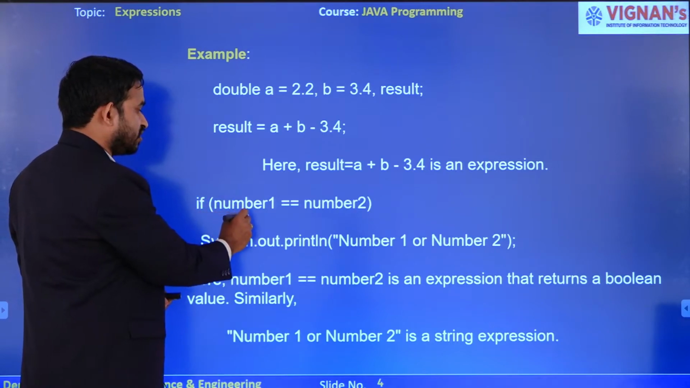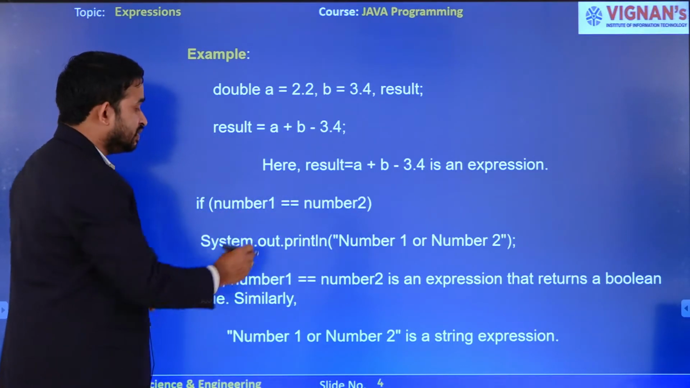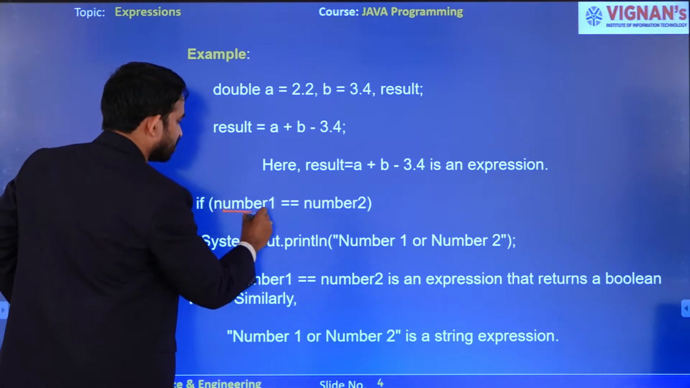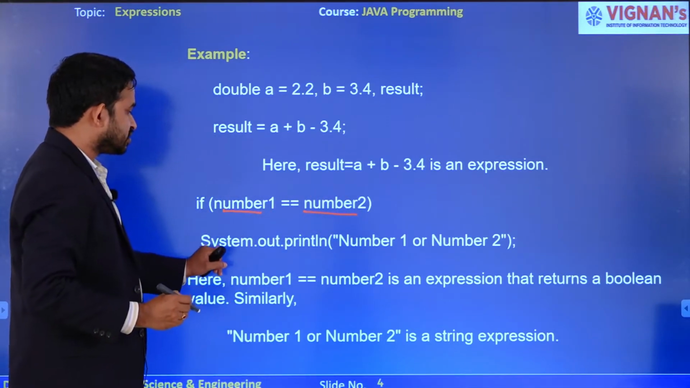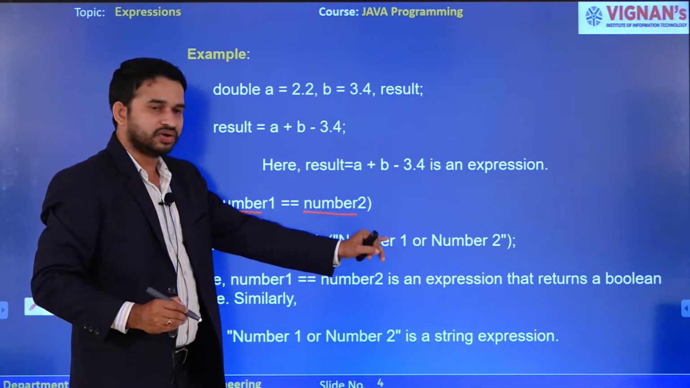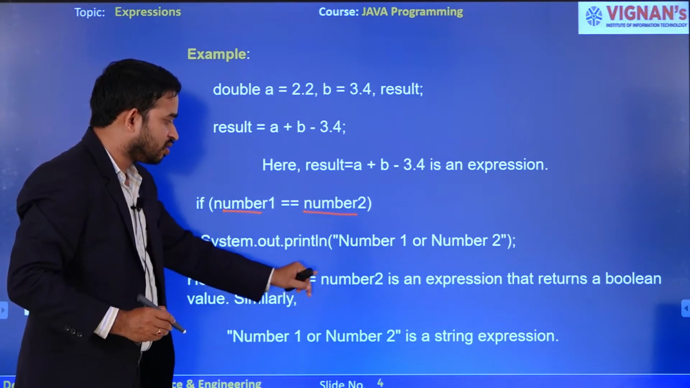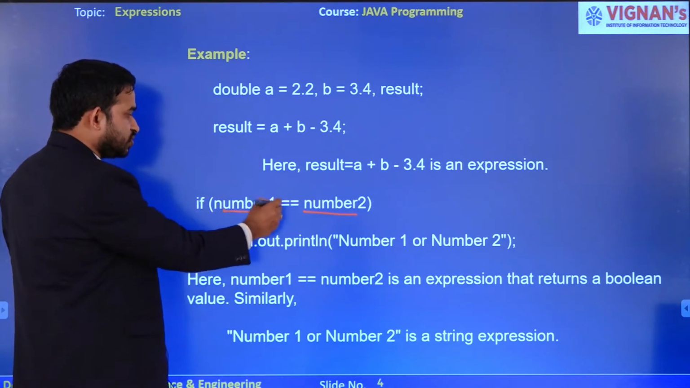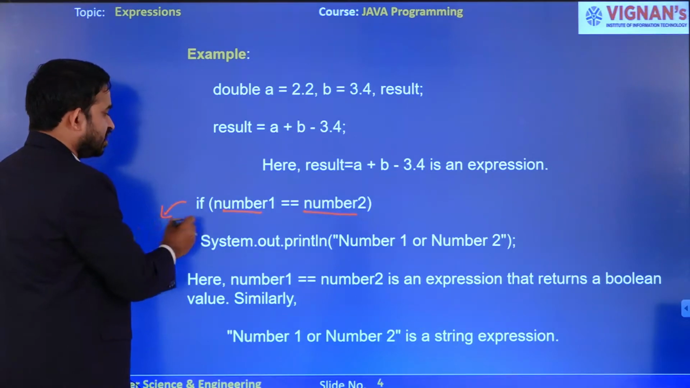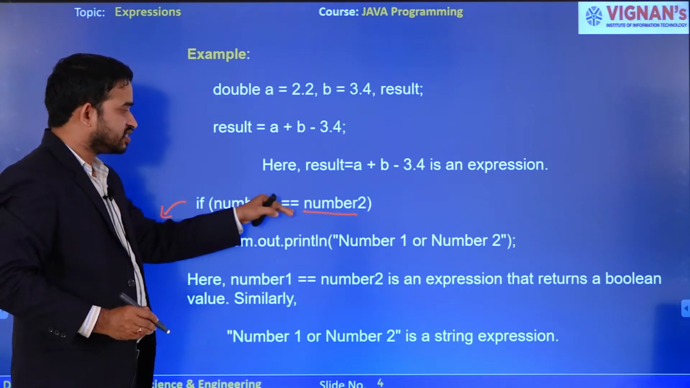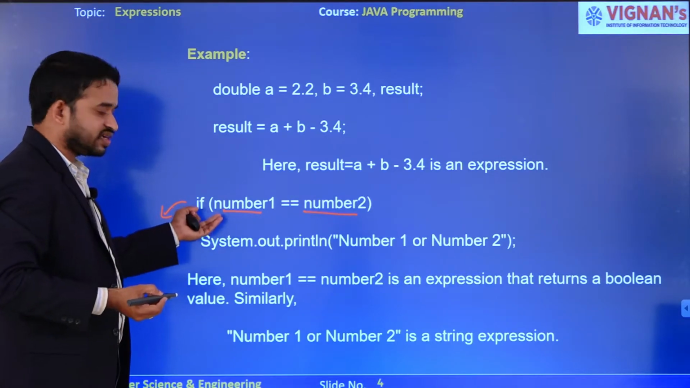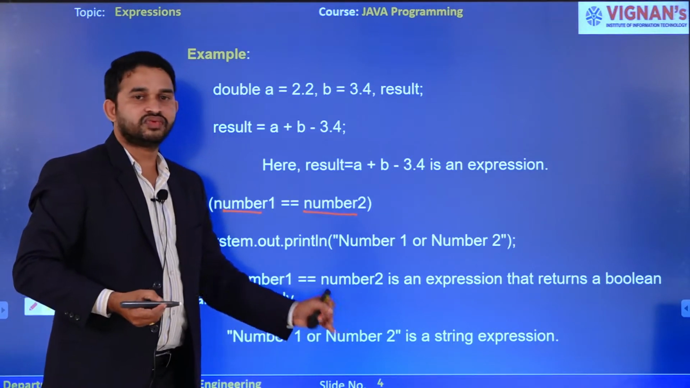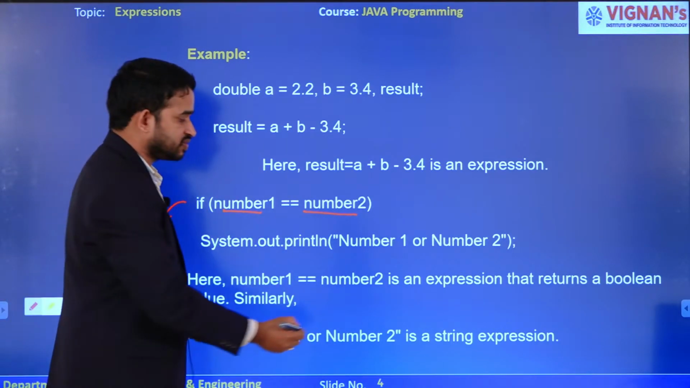This is also one type of expression. Here, if number1 double equal to number2, we are checking whether these two are equal or not, with the help of the values stored here. Here System.out.println prints number1 and number2. Number1 double equal to number2 is an expression that returns a boolean value: if the condition is satisfied it returns true, otherwise it returns false. In this example, number1 or number2 is a string expression. This is very important.